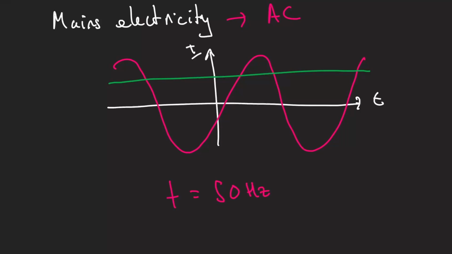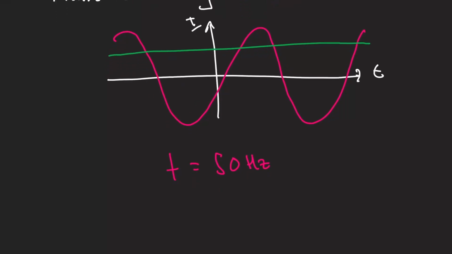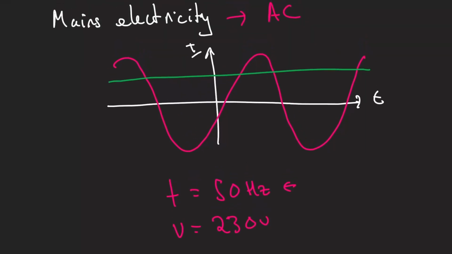Every time it comes out of your plug at home, when you plug it in, it has a frequency of 50 hertz. And we can also say that the voltage is about 230 volts. Those are two qualities about mains electricity you need to know, and the frequency should make sense when you remember that it's AC. Okay, so that is our mains electricity supply.